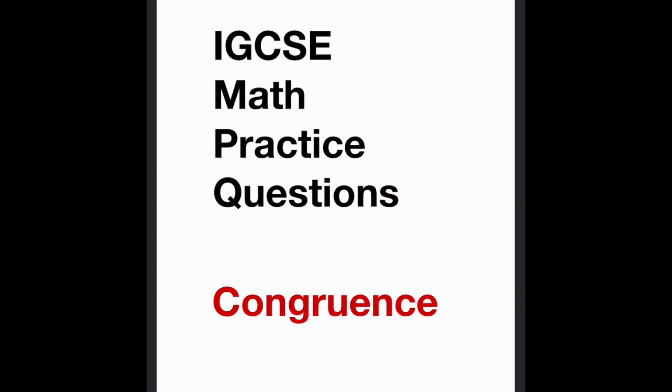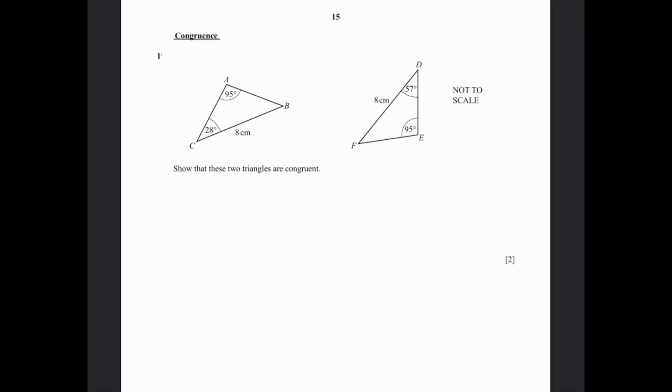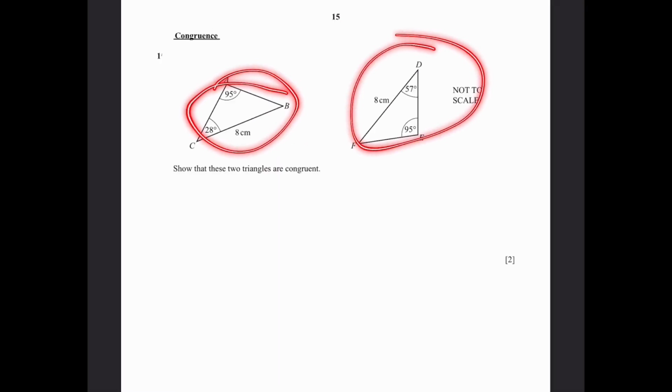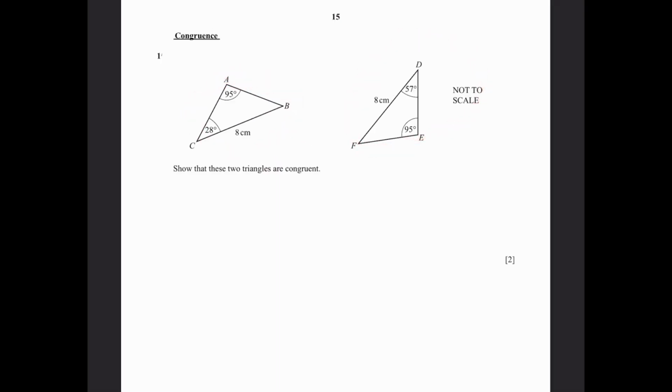Congruence. Let's start. Question 1. Show that these two triangles are congruent. This is a straightforward question since we know two angles and we know one side for both of the triangles. Alright, we can find the third angle for both of these triangles.